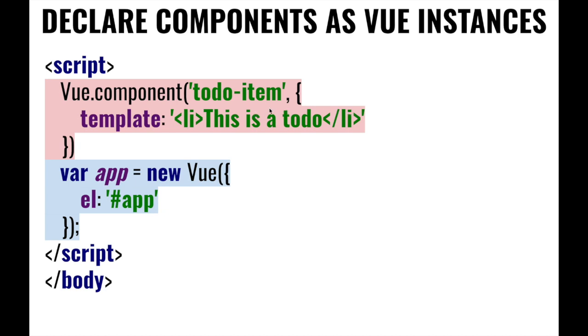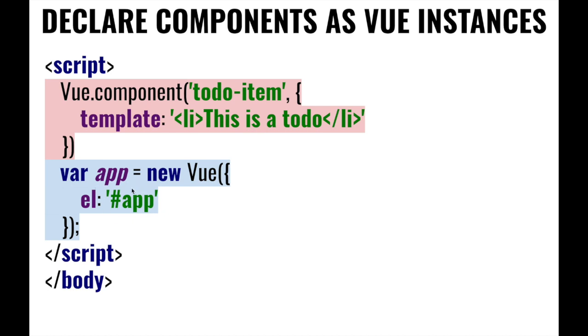In this case here, we're creating a single to-do item. The template is going to be an LI, a line item, and right now it's going to be hard-coded text. The declaration of the component needs to occur before the declaration of the Vue application. In this case here, we have a single trivial Vue application that is just declaring the element where everything's going to be rendered, and that application is going to be referring to this component here above.